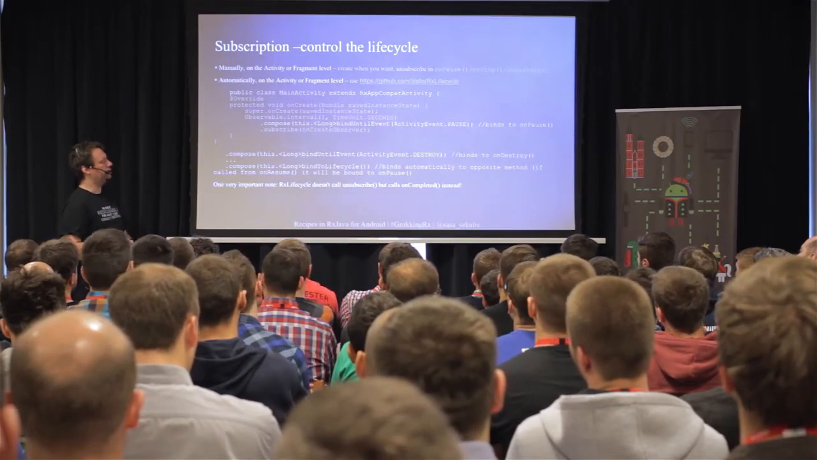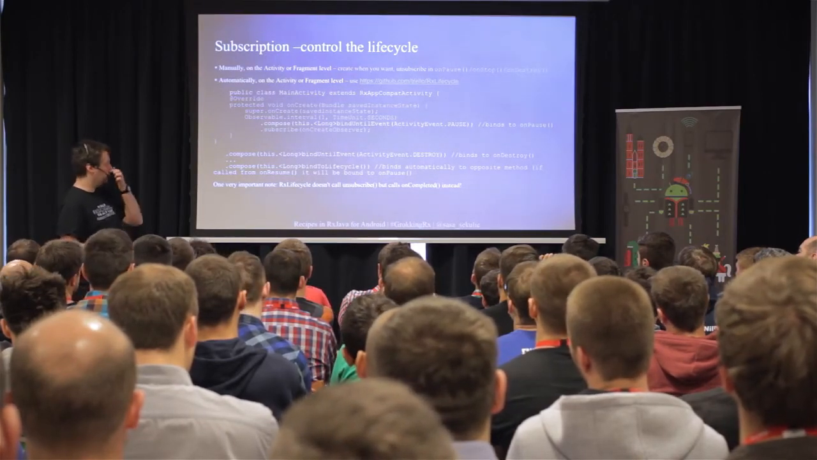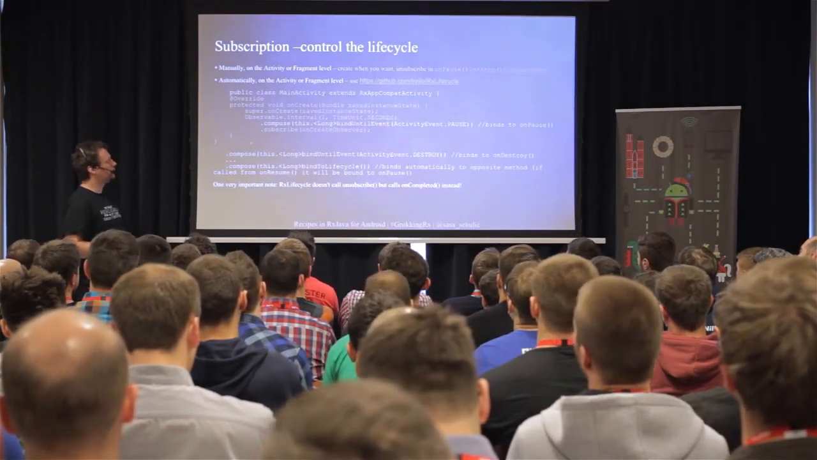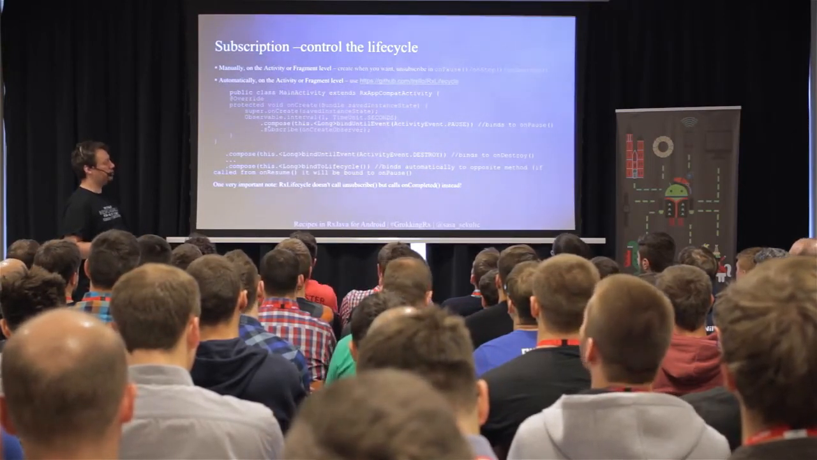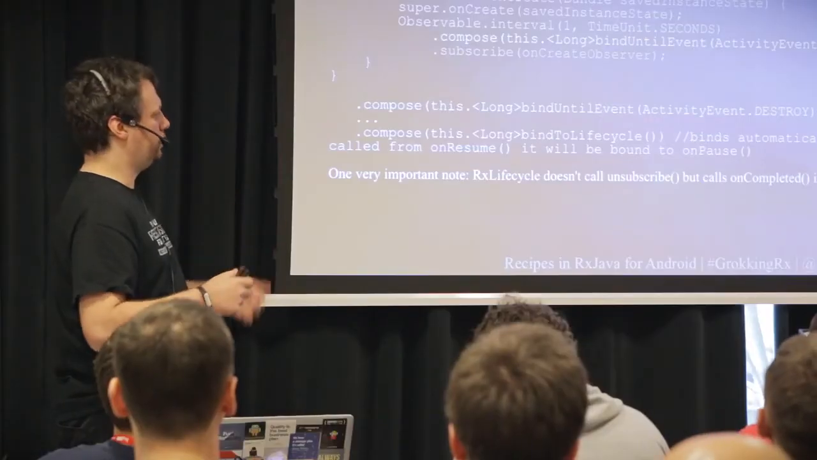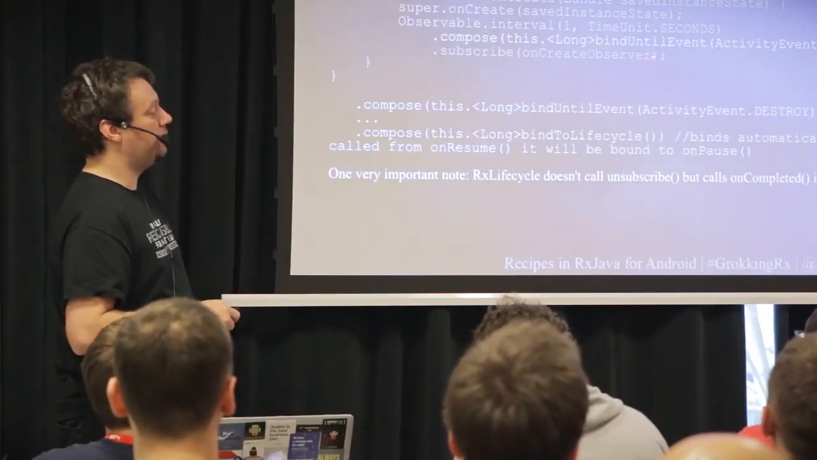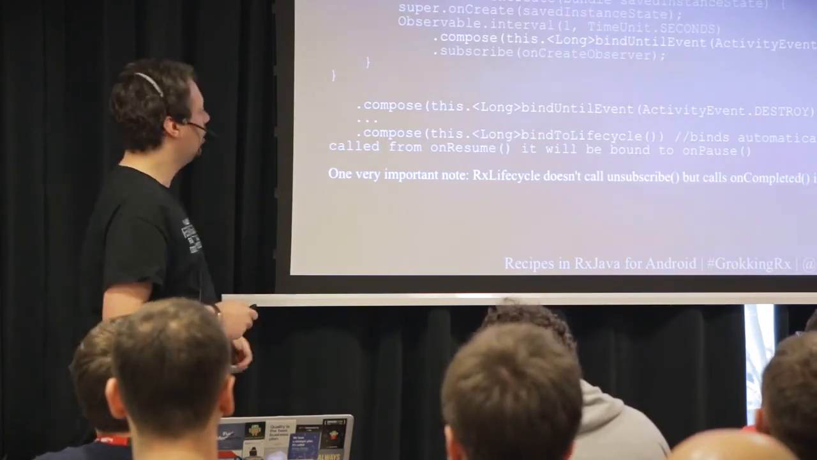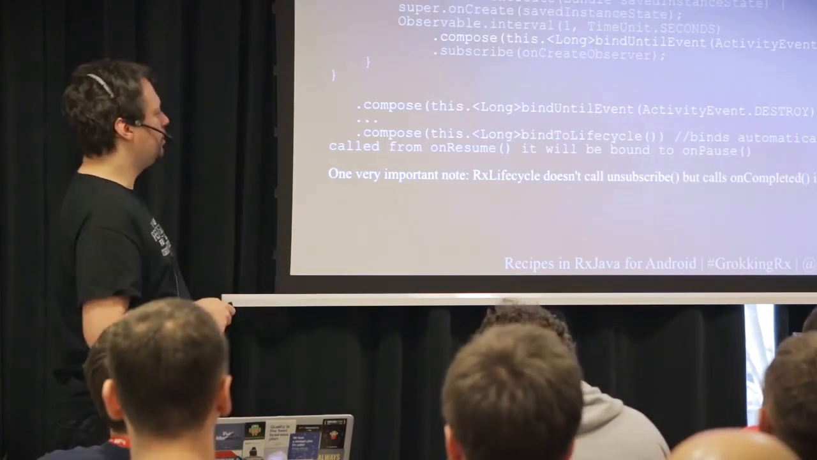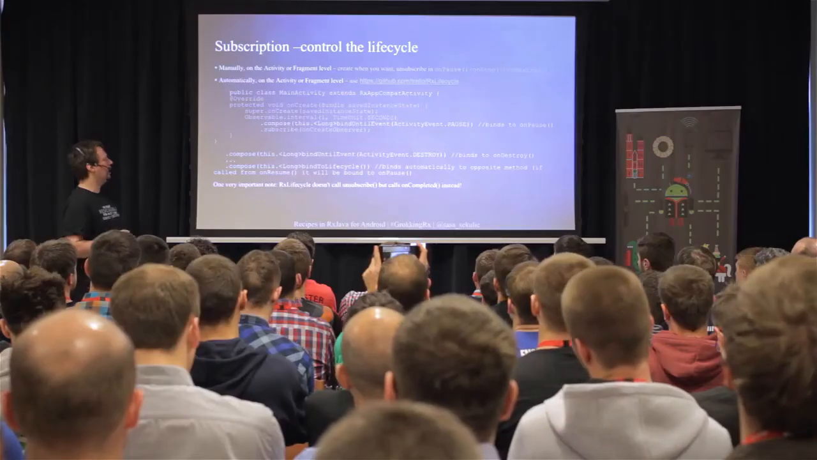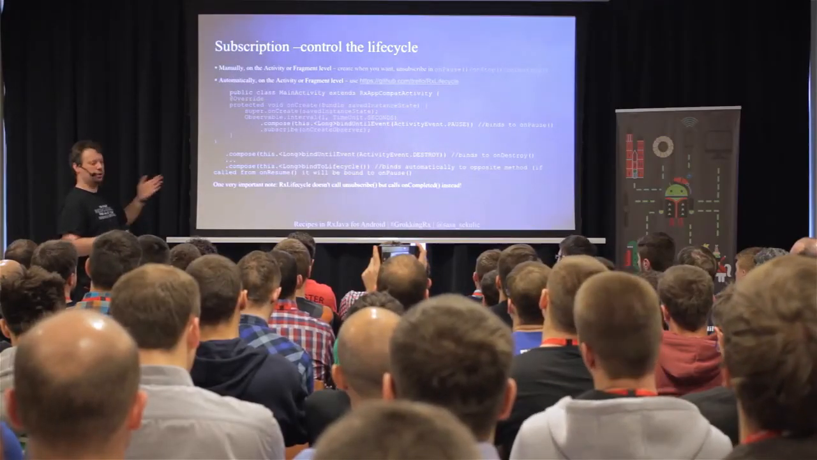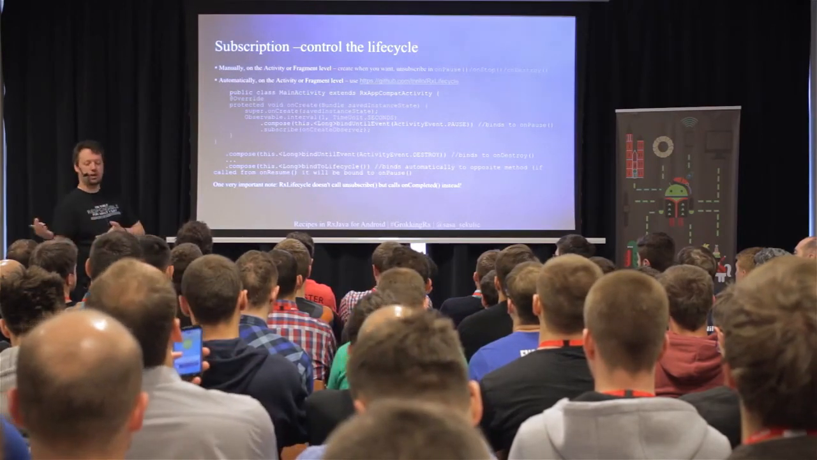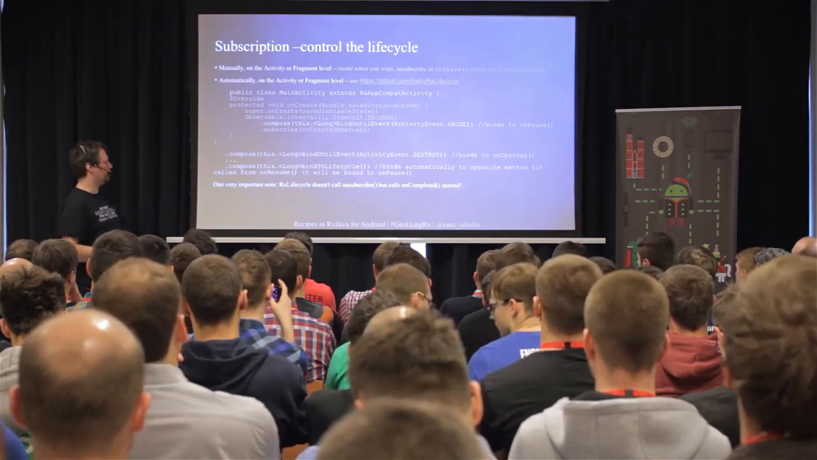There is the Trello's RxLifecycle library, which enables you to bind subscriptions to certain events. For example, you use it with compose, which actually puts values together. So you say, okay, bind until event, and you say event pause or destroy or whatnot. You can also do it totally automatically. You just say bind to lifecycle, which means that if you call it from onResume, it will be unsubscribed in onPause. Or if you call it from onCreate, it will be unsubscribed in onDestroy.